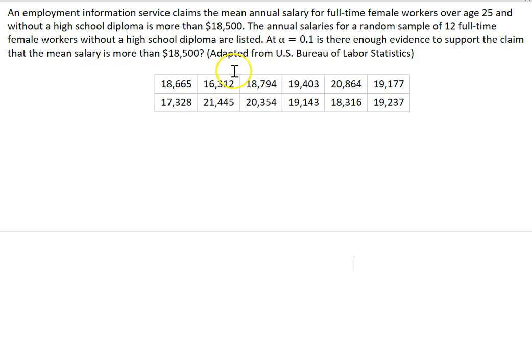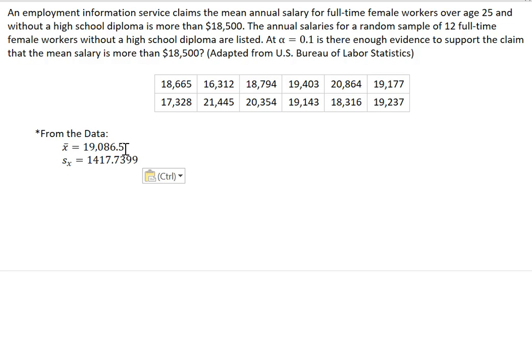So this is taken from the Bureau of Labor and Statistics. We have a random sample of 15 here. So before we can really proceed any further, we have to talk about what our data are telling us, right? So from the data, we know that the sample average is $19,086.50, and I have a standard deviation as such, 1417.7399. Okay, so it's good to stay as accurate as possible. I generally want to have at least 4 decimal places. That's my standard for this class, so that's what we're going to stay with.